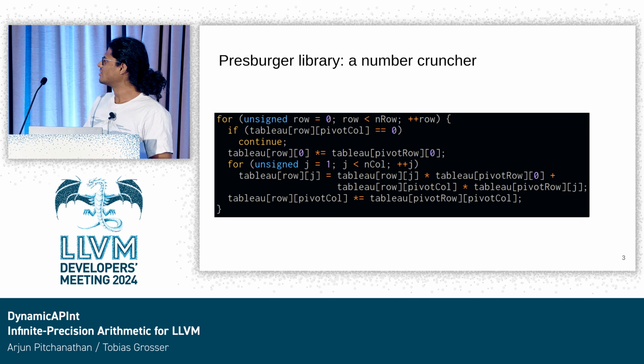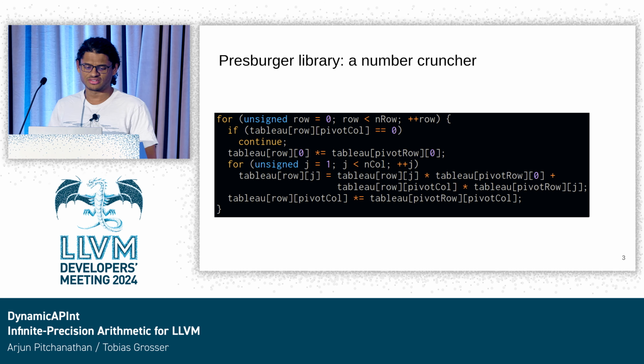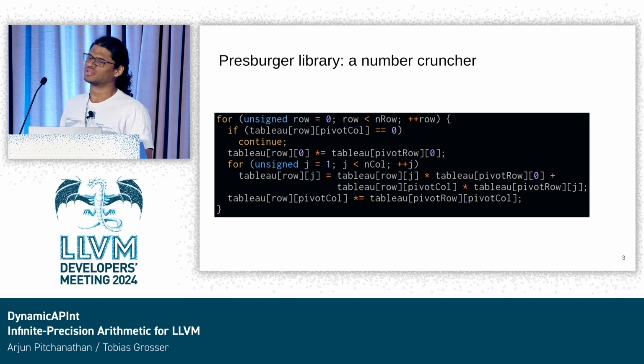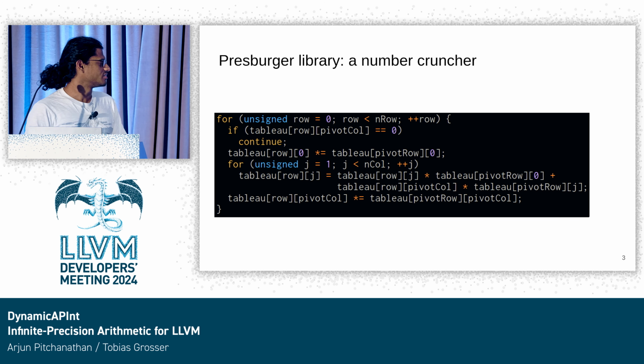So how do we do that? Well, what even is a Presburger library? You don't need to go into the details of the algorithms, but basically what it looks like is you have these matrices and you get integers from them and you do some numerical computations. And what we want is to do these fast and correct.